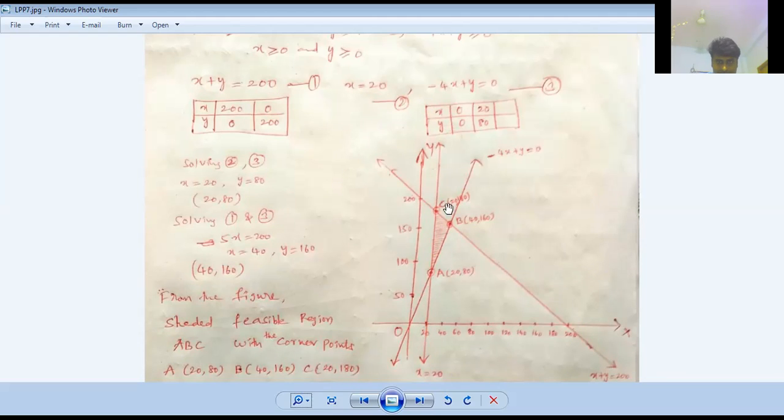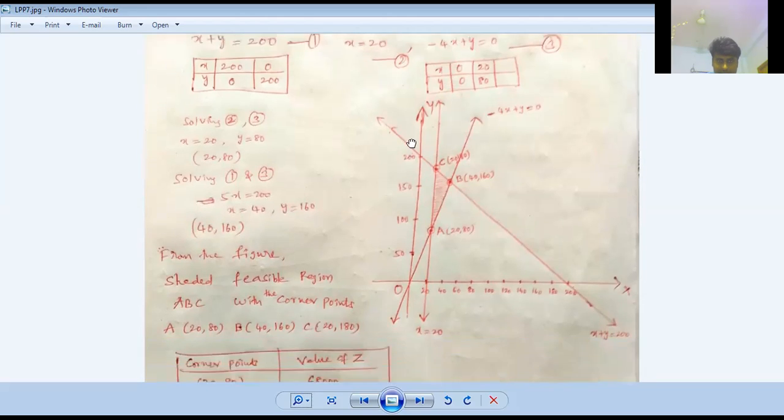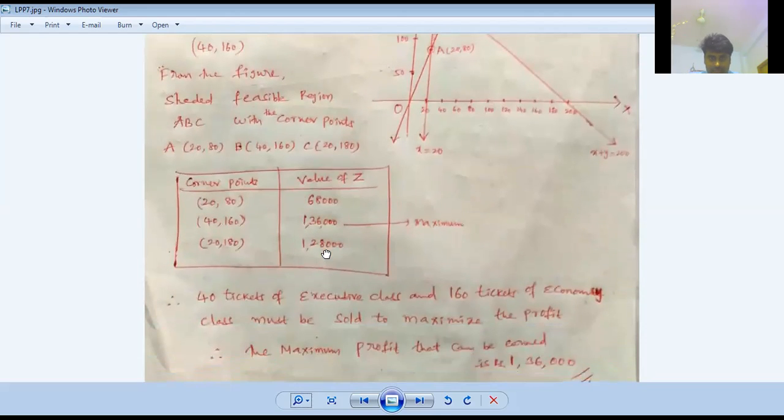Okay, so this is the region, bounded region. So from the figure, shaded feasible region is ABC. So we are going to get region within the triangle. So what are the corner points there? ABC only. Okay, at those points we'll find value of that Z, objective function: 68,000, 1,36,000, 1,28,000. So what is the maximum here? 1,36,000. That means what is the maximum profit here? 1,36,000.